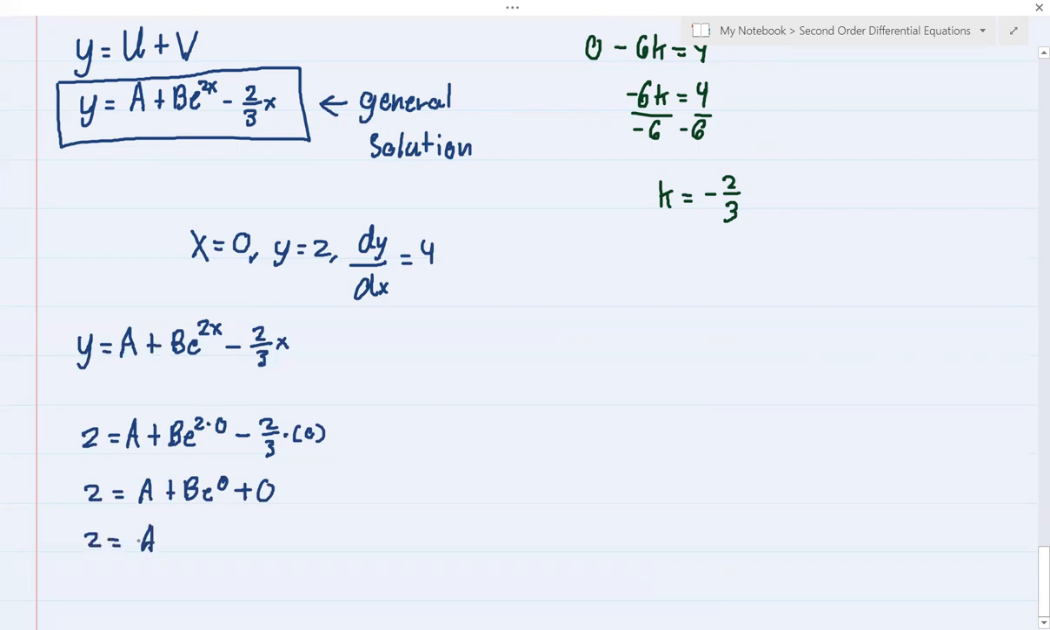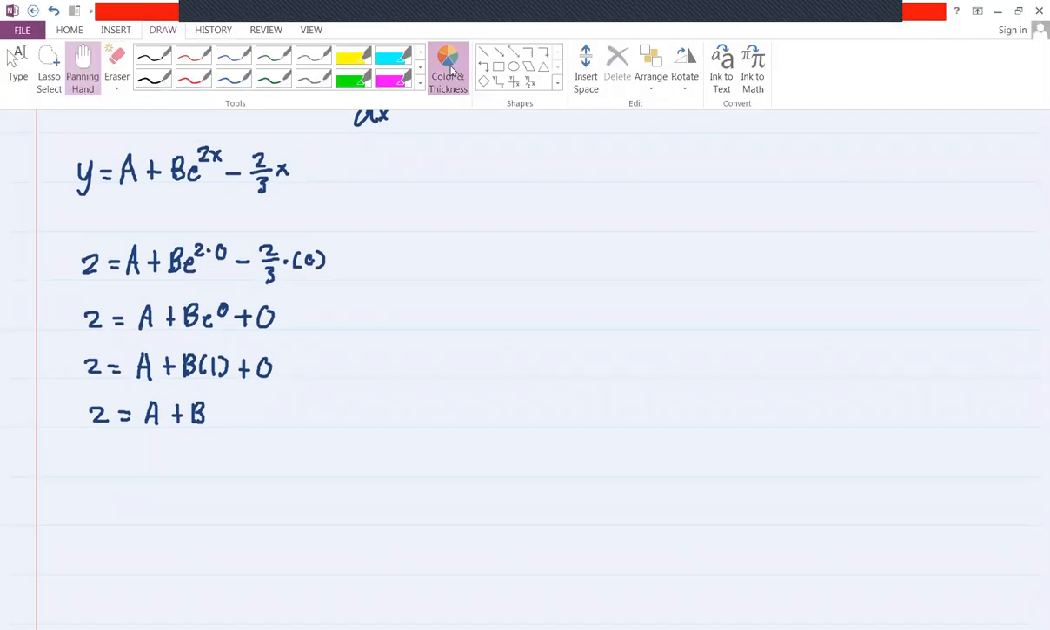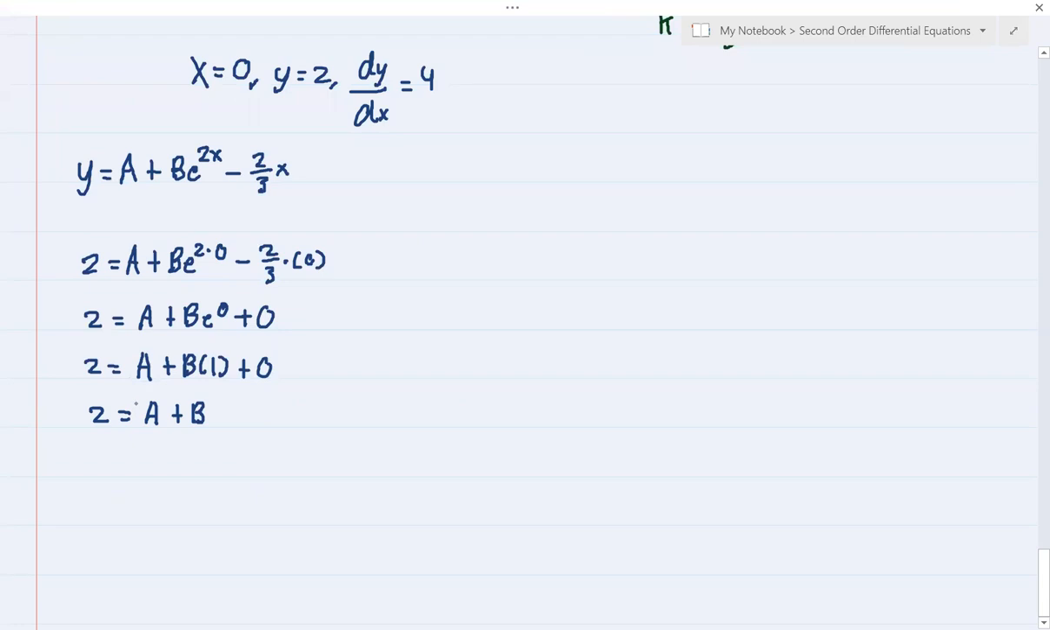So remember that anything raised to 0 is equal to 1. So e raised to 0 is 1. Okay? So we will have 2 is equal to a plus b. And yeah, that's it. So find first. What do you want to find first? Your a or your b? So in this equation, I'm going to find my b. So I will have 2 minus a is equal to b.